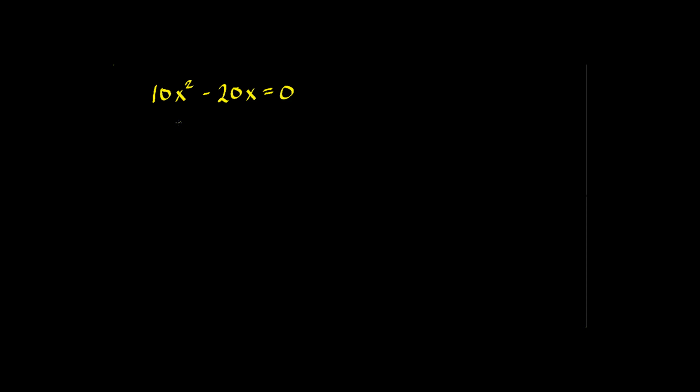In this video, I'm going to talk about what the real number solutions to polynomials look like on a graph. So here we have a polynomial equation, 10x squared minus 20x equals 0. And I'm going to first factor to solve this. Now this particular polynomial has a GCF, a greatest common factor, in both terms. So I'm going to pull that out first.